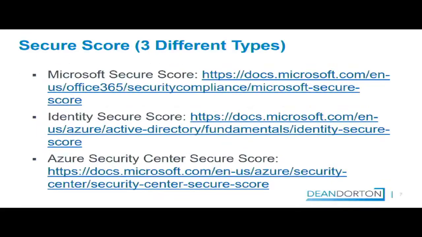So to start with the secure score, there's actually 3 different types. I've seen some confusion on this. There's a Microsoft secure score, which includes a rating on 6 different categories. There's an identity secure score that applies to your Azure Active Directory. And then there's an Azure Security Center Secure Score. That's only relevant if you are using Azure for your infrastructure, for your virtual machines.